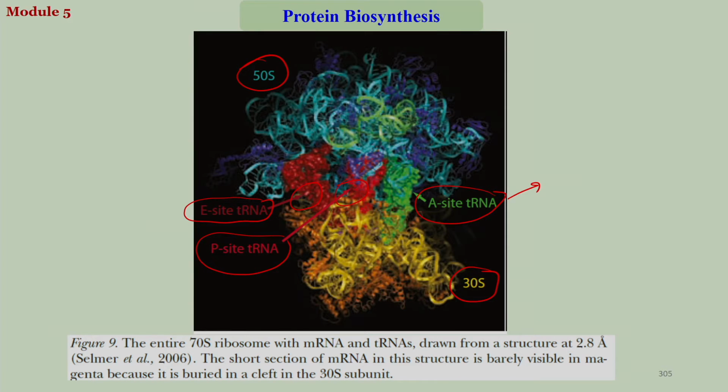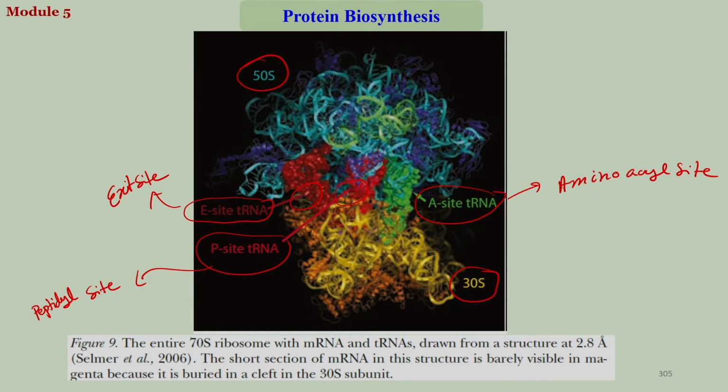The A site is actually known as the aminoacyl site. The P site is where the peptide synthesis occurs, so this is called the peptidyl site. And the E site is where it knocks out, the exit site. After the synthesis, the tRNA goes off. We will see. The E site is called the exit site.